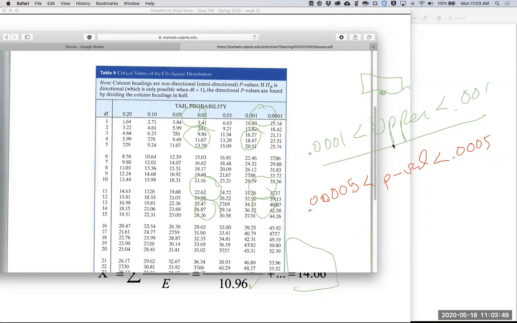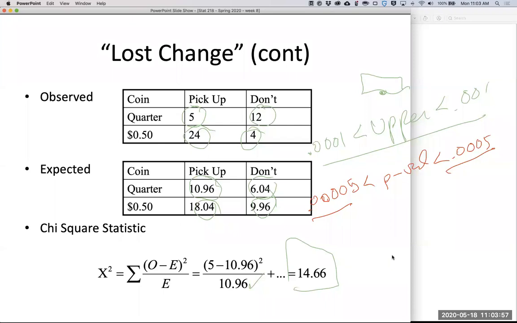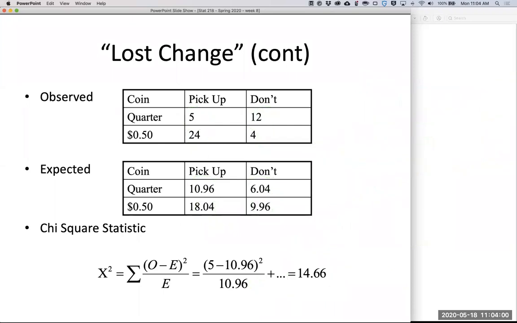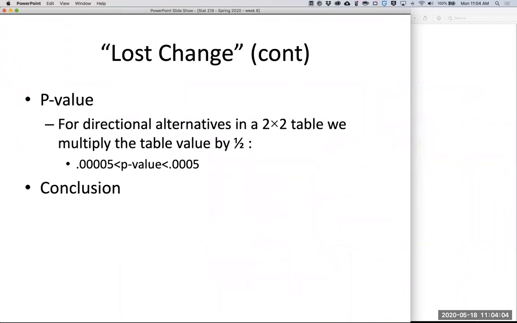So the p-value is less than 0.001 but more than 0.0001. And so our conclusion would be what? The conclusion would be that we reject the null, believe the alternative hypothesis, that there is a directional relationship: people are more likely to pick up the 50-cent piece than a quarter when seeing a quarter lying on the ground. The rate of attempting to pick it up is less than the rate of picking up a 50-cent piece.